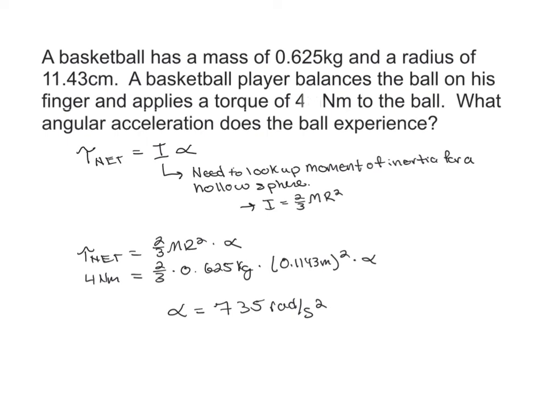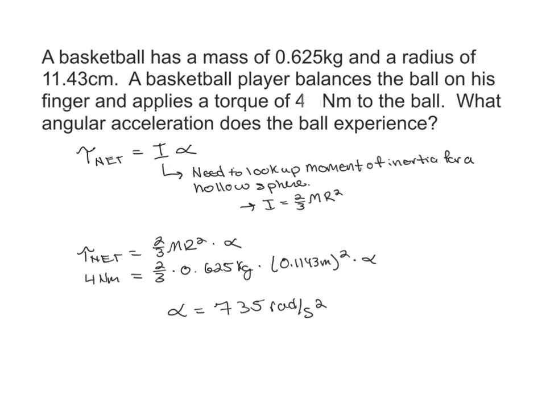In this video, we're going to look at the problem. A basketball has a mass of 0.625 kilograms and a radius of 11.43 centimeters. A basketball player balances the ball on his finger and applies a torque of 4 newton meters to the ball. What angular acceleration does the ball experience?